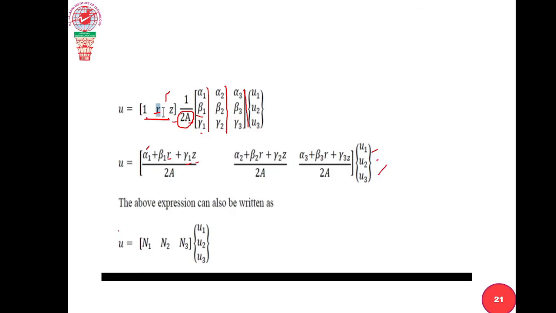Now finally, U is equal to N1, N2, N3 into U1, U2, U3. What are N1, N2, N3? N1, N2, N3 are the shape functions. What is N1? N1 is nothing but alpha 1 plus beta 1 R plus gamma 1 Z, divided by 2A.